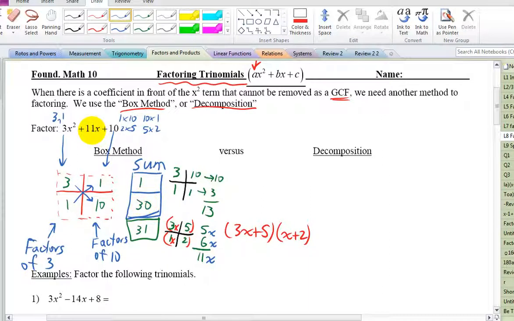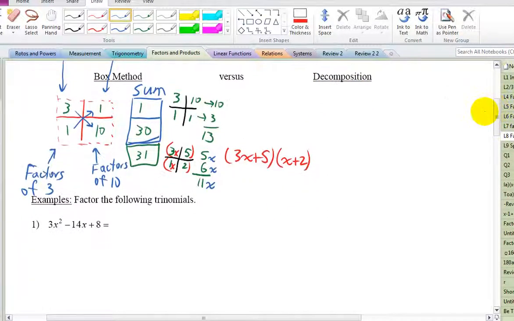Now we're not going to do decomposition right now, so just leave that blank. And down below, let's write this example and let's try factoring it again. Okay. So down below, I hope you left space for decomposition, folks. If not, leave some space for decomposition so we can go back and do that.